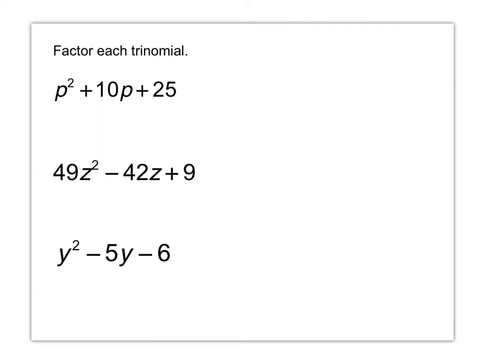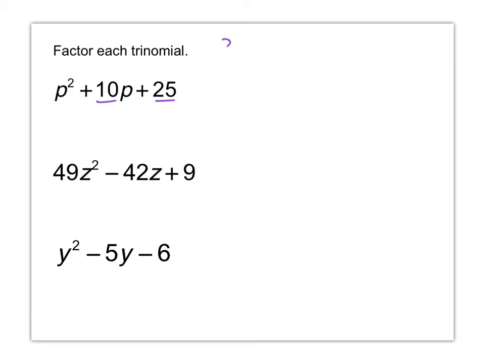On this slide, we have three polynomial expressions that we want to factor. In this case, they're all trinomials. The first one, p squared plus 10p plus 25, is considered to be a simple trinomial. So we can look at the last term and list the factors of c that will add up to the middle term.